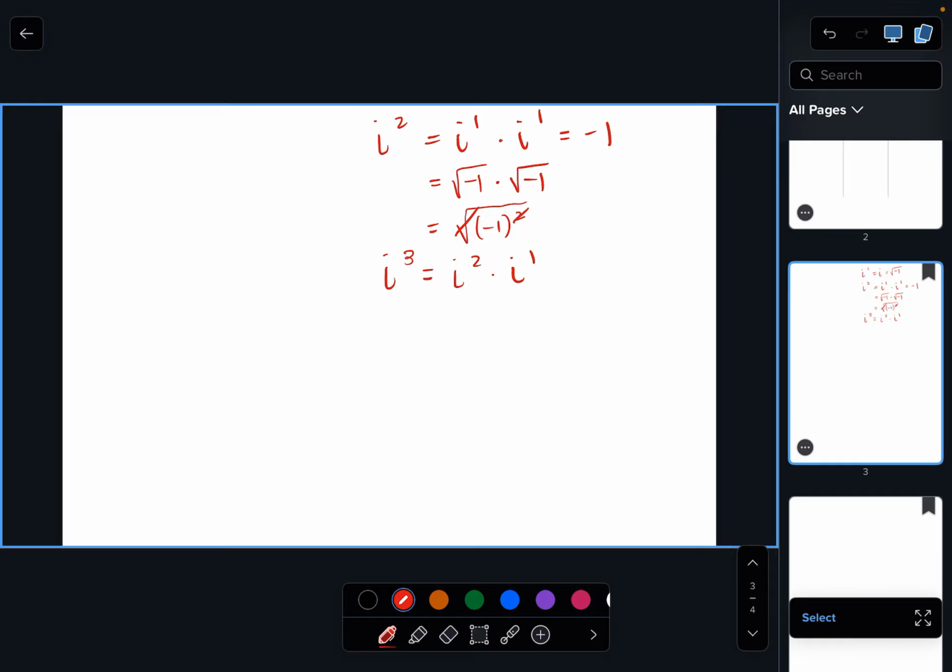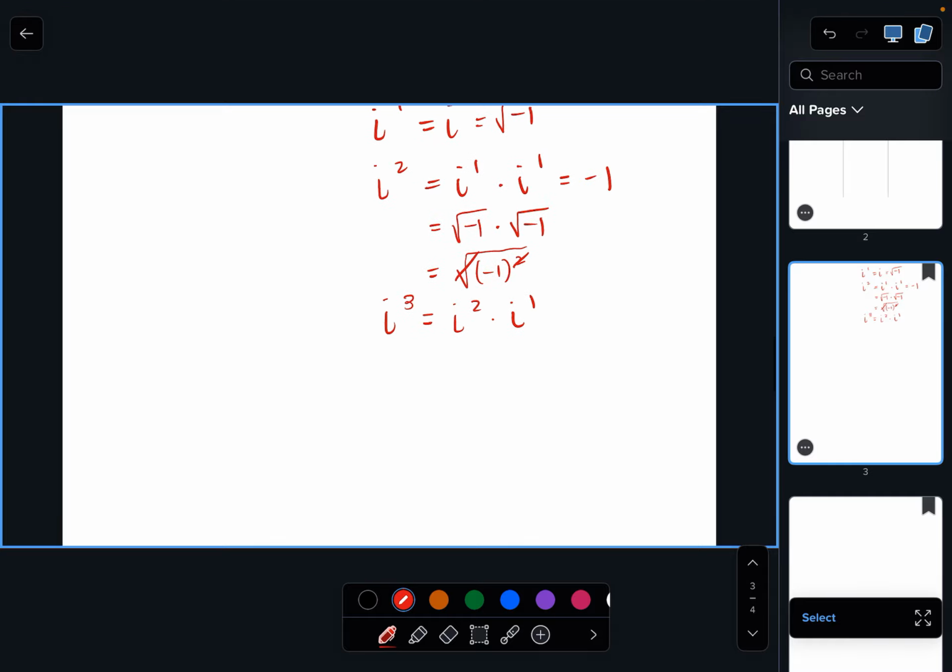Is this line equal to each other so far? Yes. So we just said I squared is negative 1, and we just said I is I. Negative 1 times I is negative I.